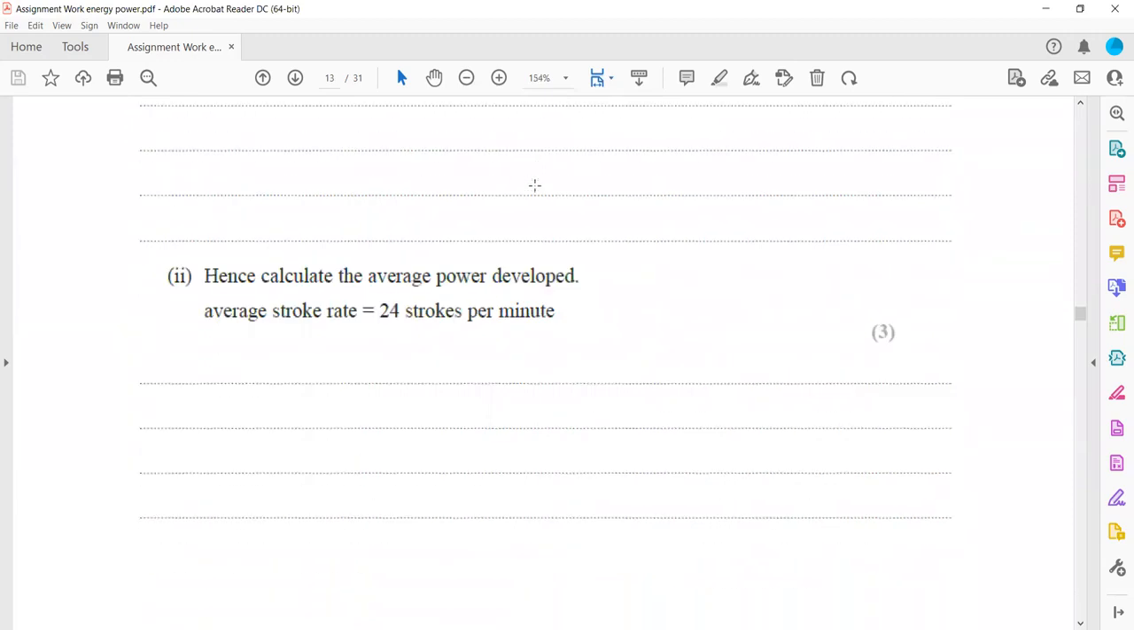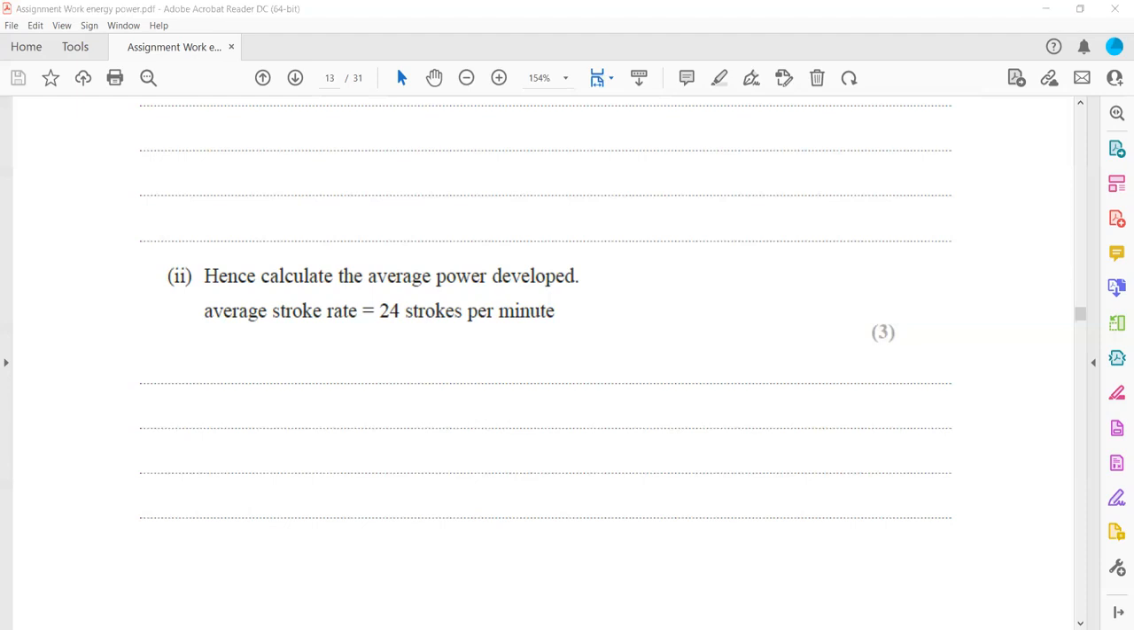Hence, calculate the average power developed. Average stroke rate is 24 strokes, like 24 times. The strokes are there every minute. So in 1 minute, we have 24 strokes. We want to calculate the average power. Power is work divided by time, because the formula for power is work divided by time.